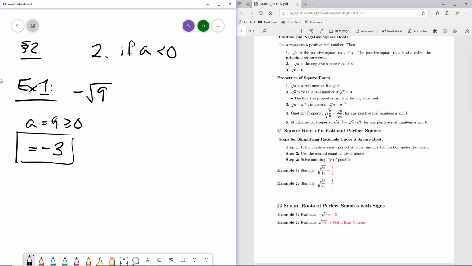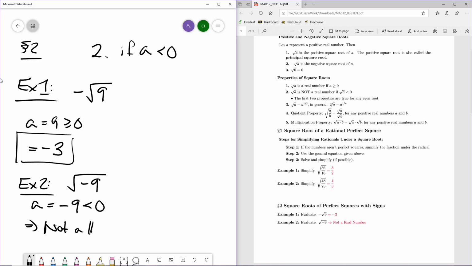Now for example 2, it looks the same, but it's a little different. We want to evaluate the square root of negative 9. So as you can see, the negative is in the radical this time, right? Not outside. So in this case, a is whatever's under here, which is negative 9. Negative 9 is less than 0. It is a negative number. So since it is less than 0, what does that mean? This means this is not a real, oh my gosh, what a funky R. That's fine, you guys can read it. Not a real number. Right? And that's it.